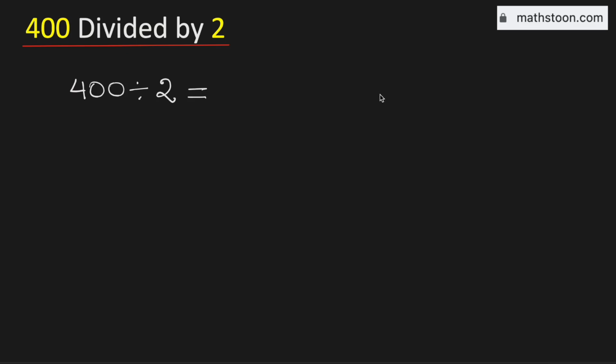In this video, we will learn how to divide the number 400 by 2 using the long division method. Consider the first digit 4. We know that 2 times 2 is 4. Subtract, we get a 0. As 0 is less than 2, we need to bring down this number 0 here.